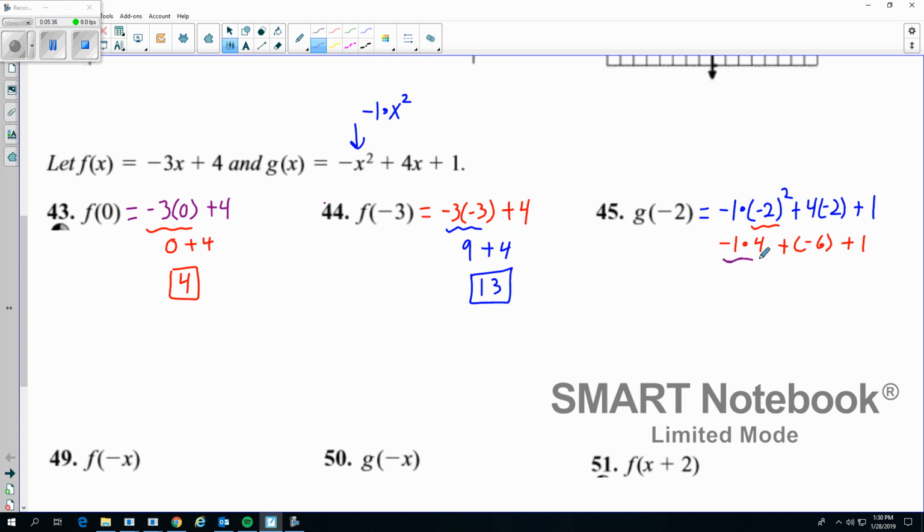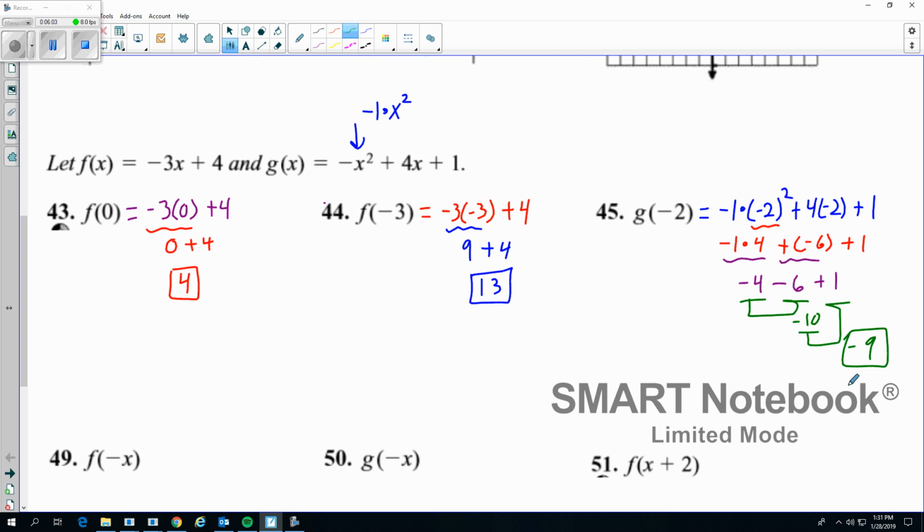Okay, so when you multiply this together, we're going to get -4. Then this right here, we're going to go ahead and write that as a -6. You could leave it like that if you want. And then +1. And now it's just time to combine all these together. So -4, take away 6, that's -10. And then here, if we add 1 to that, that should take us to a -9. There you go.